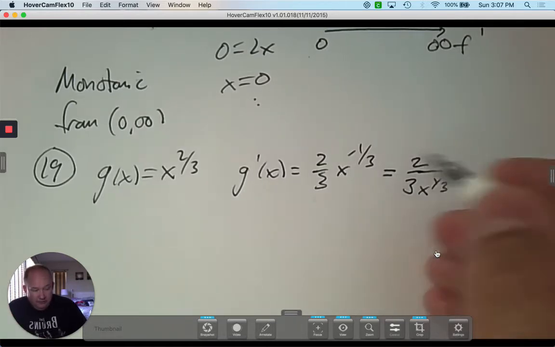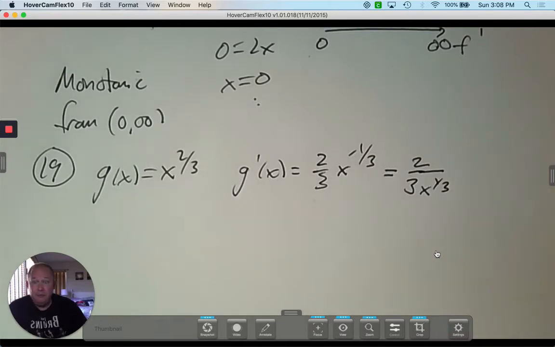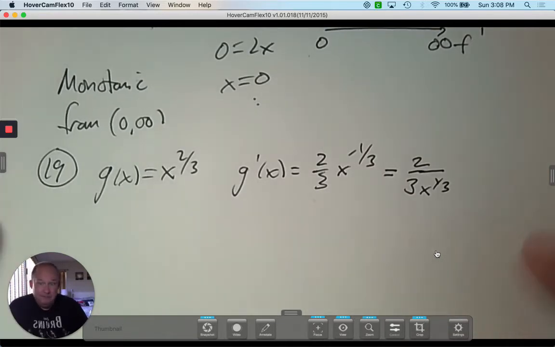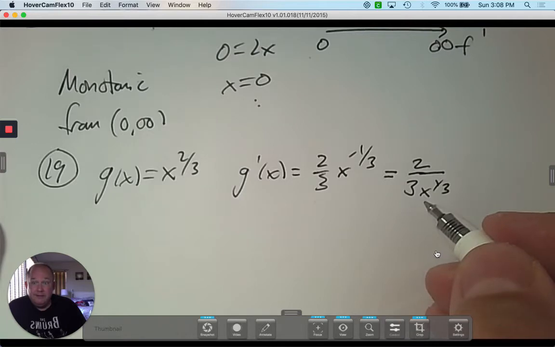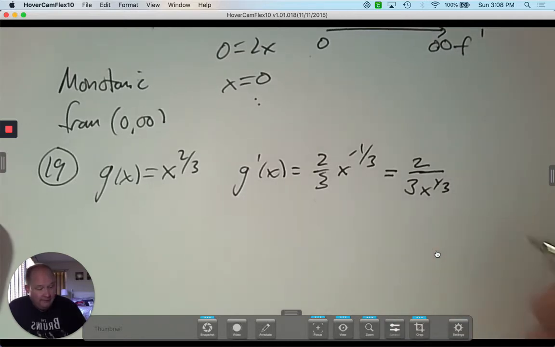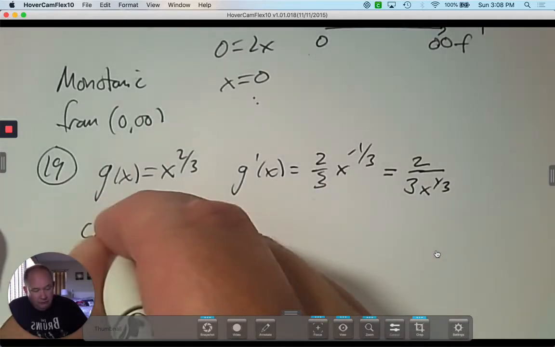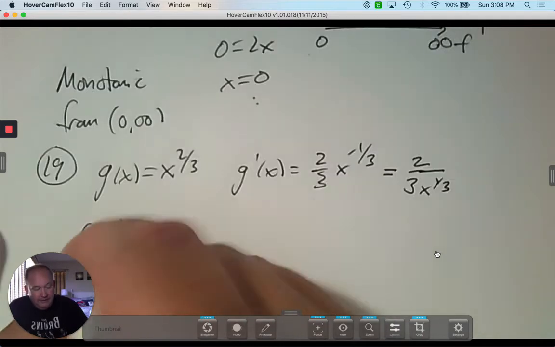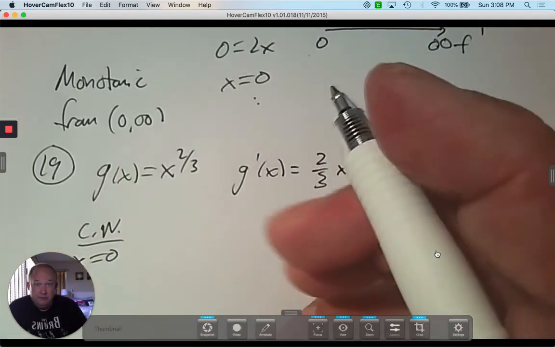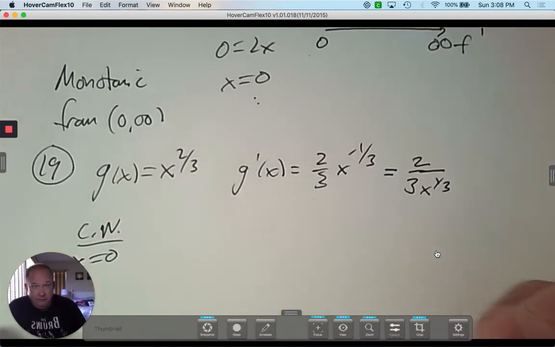The numerator has no variable, so it's impossible to solve for 0. But there is a value that makes it undefined. So what value makes it undefined? And the answer is 0. So there's one critical number, and that's when x equals 0. And it's critical because that's what makes it undefined. So it's either what makes it equal to 0 or what makes it undefined.